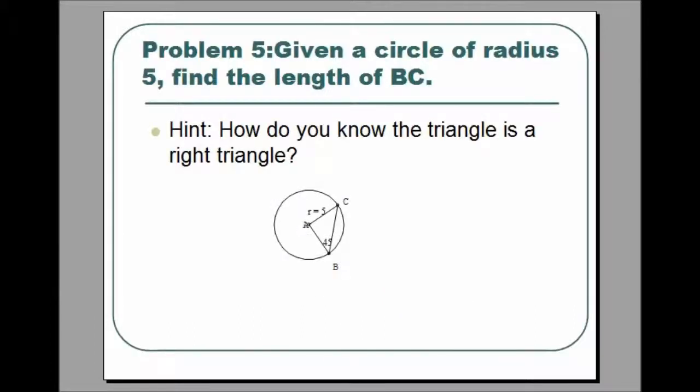Given a circle of radius 5, find the length of BC. Hint: how do you know the triangle is a right triangle?